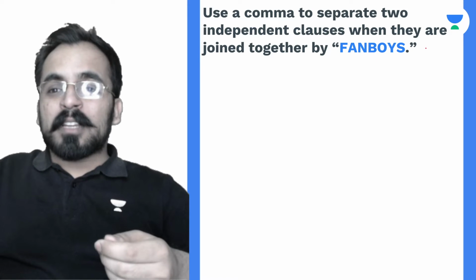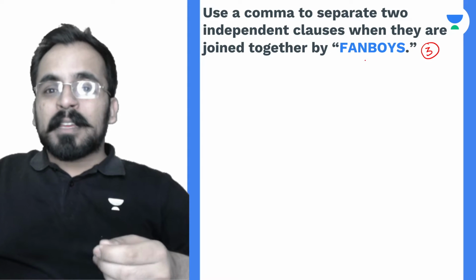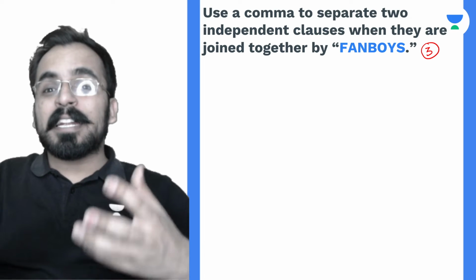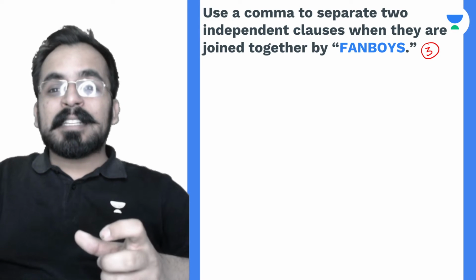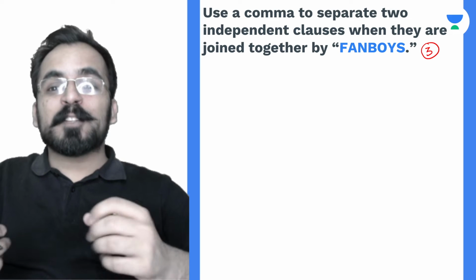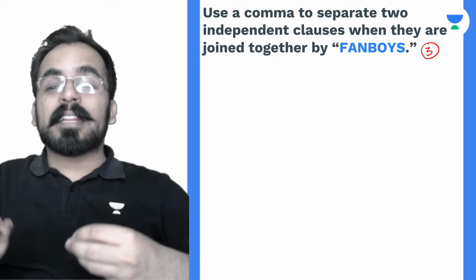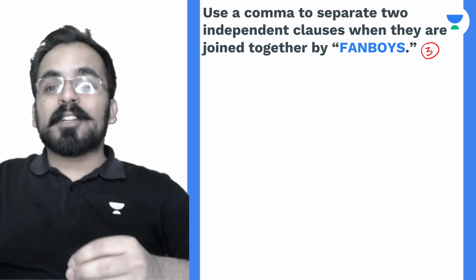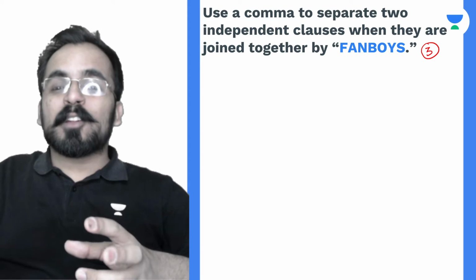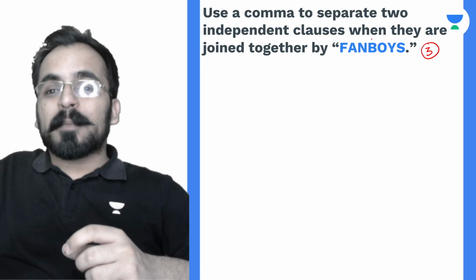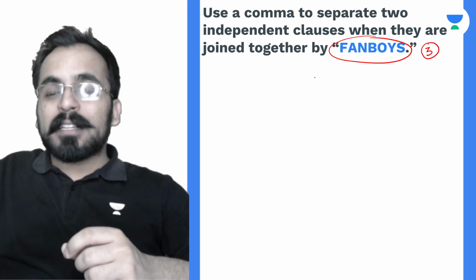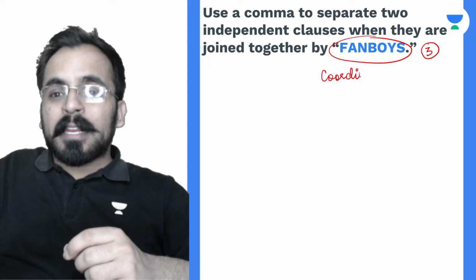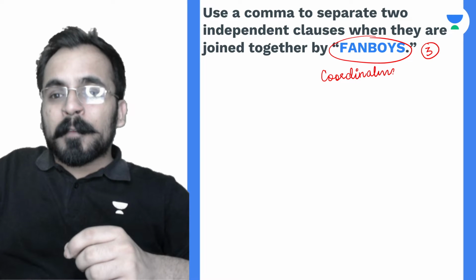Okay, now the third usage of a comma is to separate two independent clauses. Now we saw what independent clauses are: sentences which are complete, sentences which convey a complete thought, sentences which convey a complete meaning. So we use a comma to separate two independent clauses which are joined together by fanboys. Now what are these fanboys? They are examples of coordinating conjunctions.